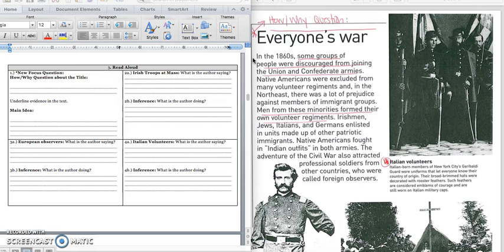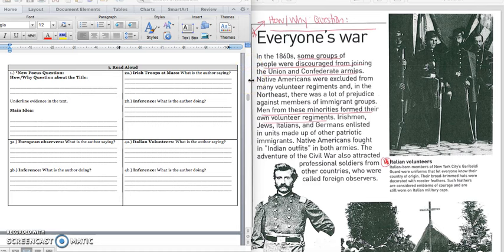In the 1860s, some groups of people were discouraged from joining the Union and Confederate armies. And I underline that because right off the bat, I'm thinking, if some people were discouraged from joining, that doesn't mean it was everyone's war. If not everyone could participate, it wasn't everyone's war.